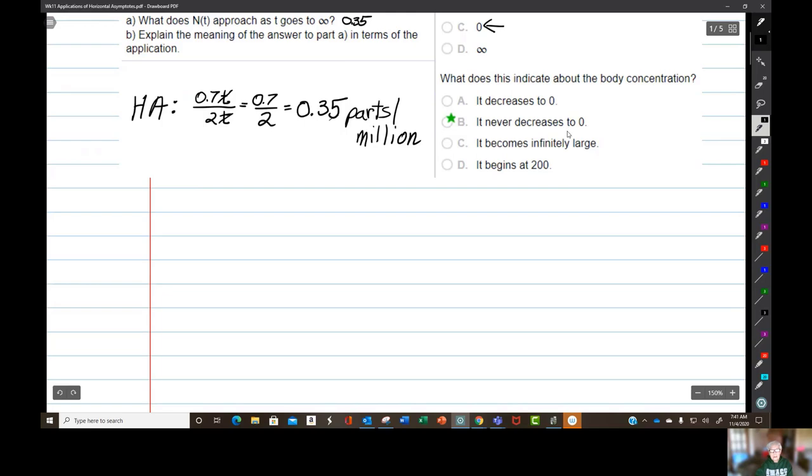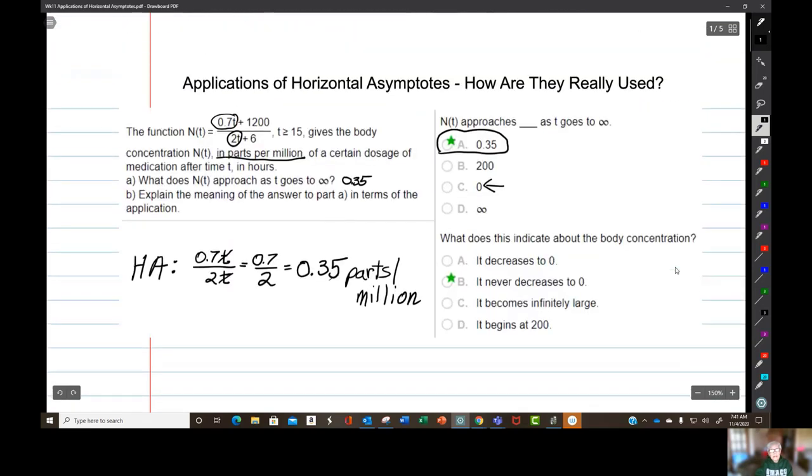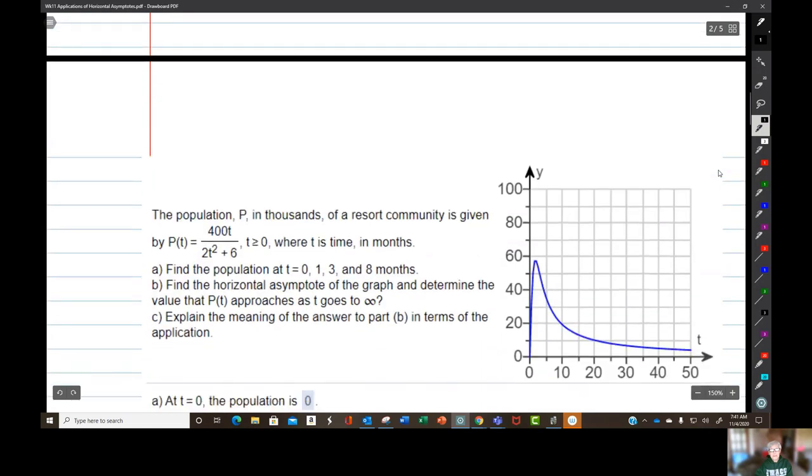Okay. But you see that the horizontal asymptote has a really important meaning for the rest of us. Now, maybe it's a really good anti-cancer drug. And the fact that it never goes away means that it keeps messing with any cancer molecules. I don't know enough medicine to even know if that's possible. But there you go with the first problem.